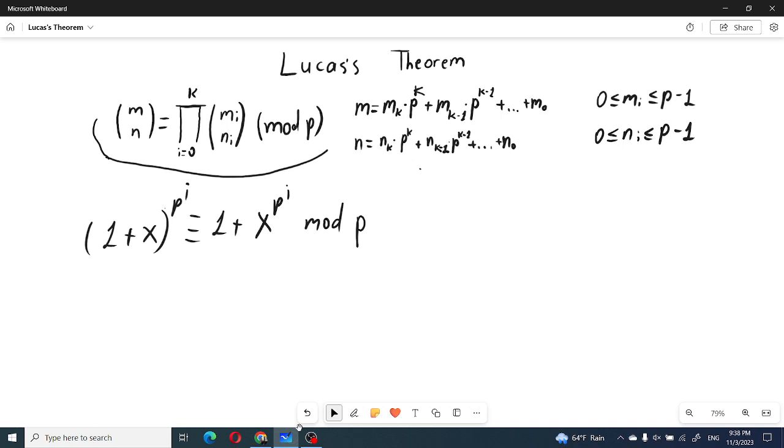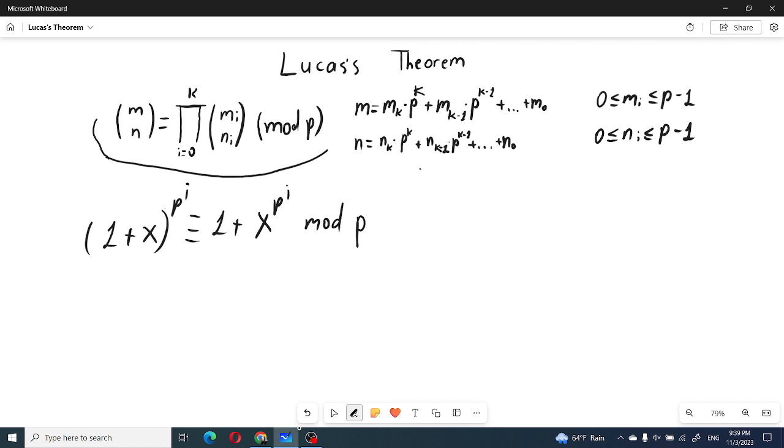Hello, today I will prove Lucas' theorem, which tells us that if we want to find m choose n modulo p, then we need to look at only their representations in powers of p. To prove this, we need to use this lemma called freshman's dream.